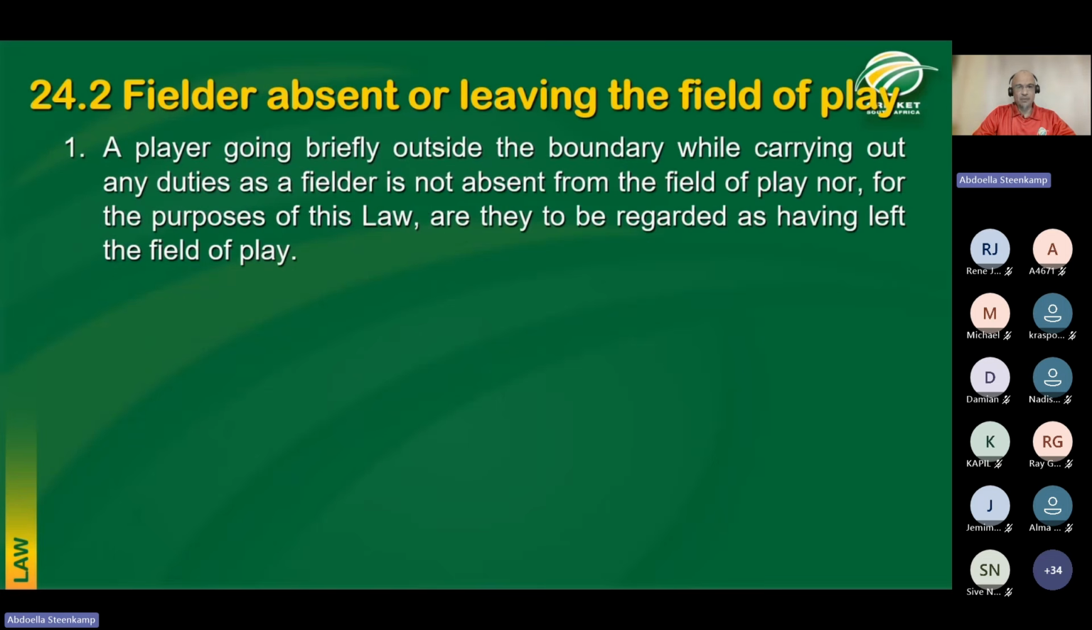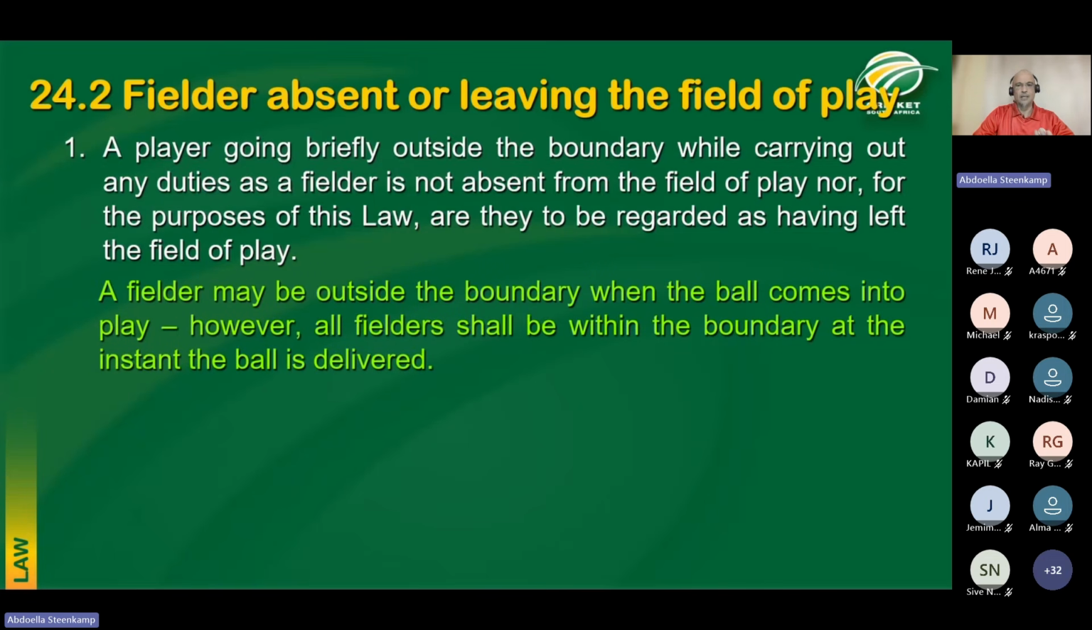When it comes to a fielder being absent or leaving the field of play, the law guides us by telling us that a player briefly going outside the field of play, we will not see that fielder as being absent from the field of play or having left the field of play. An example of this: you often find players signing autographs. They quickly go to the boundary edge to sign a few autographs. The law sees this as the fielder not leaving the field of play.